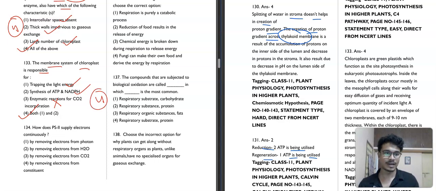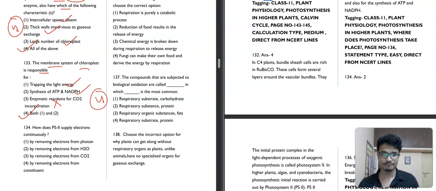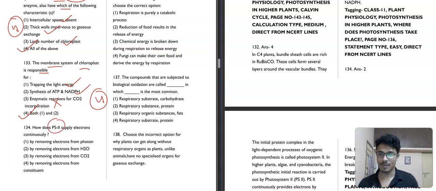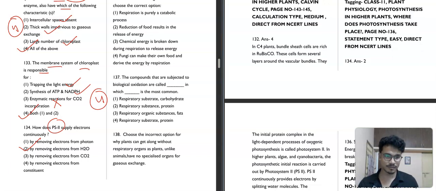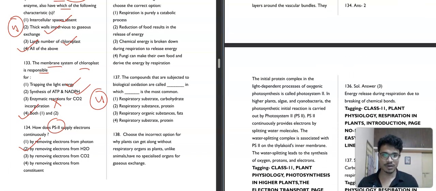So both first and second will be our correct answer, fourth option. Then question number 134. It is asking, how does PS2 supply electrons continuously? By removing electrons from proton, from H2O, from CO2, or from constituents. PS2 supplies electrons continuously by removing electrons from H2O. PS2 continuously provides electrons by splitting water molecules. The water splitting complex is associated with PS2 on the thylakoid inner membrane. The water splitting leads to synthesis of oxygen, protons and electrons. So the second option is our correct answer.